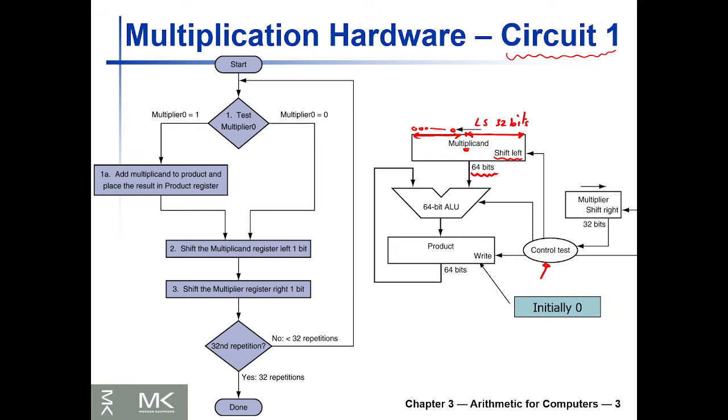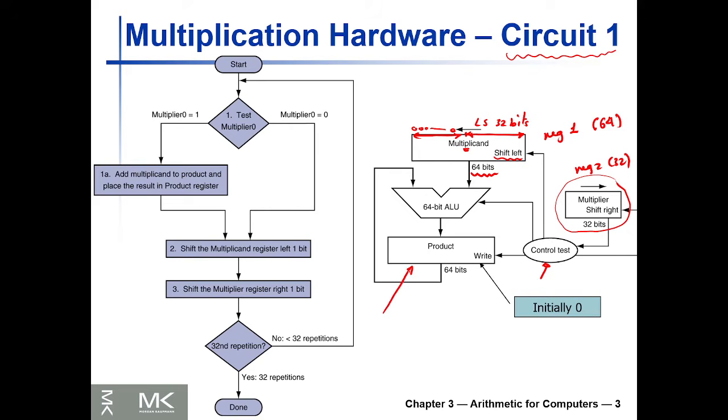Okay, so we're gonna decide whether to have a shift or addition or not based on the multiplier. So we have another register. This is register 1, 64 bits. And this is register 2, but this now only 32 bits. It's okay.